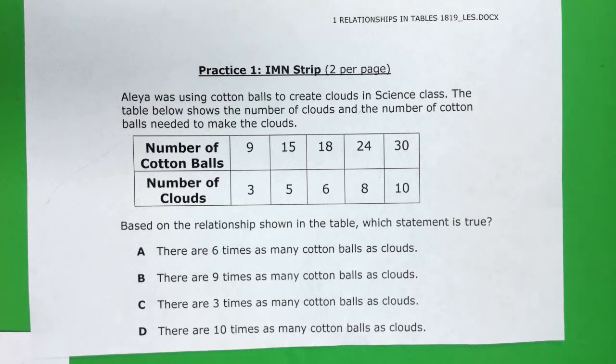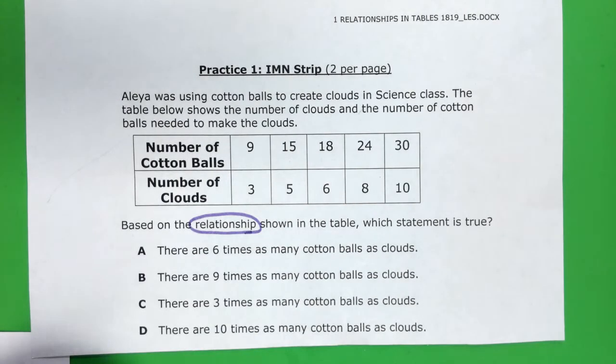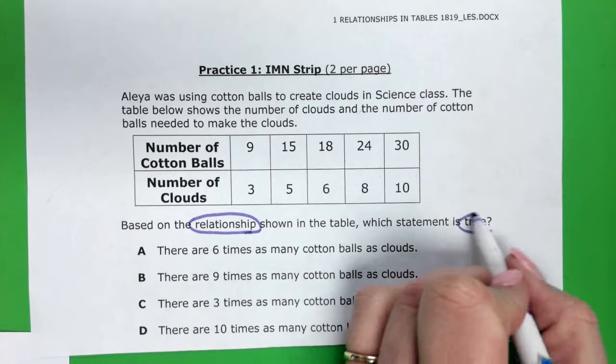Okay. Aaliyah was using cotton balls to create clouds in science class. The table below shows the number of clouds and the number of cotton balls needed to make the clouds. Based on the relationship, highlight or circle that. That's your main idea, relationship. Shown in the table, which statement is true?